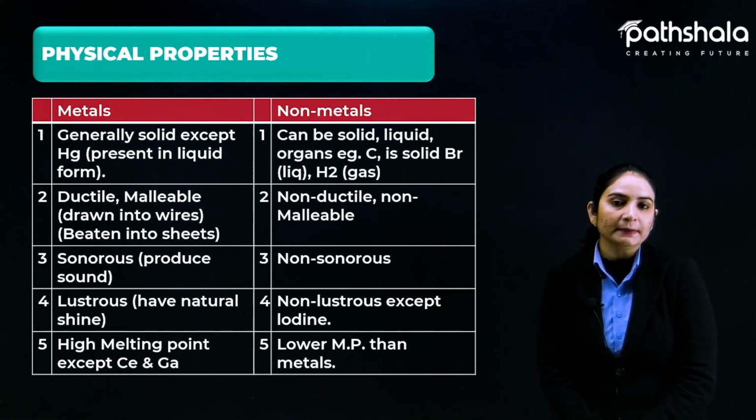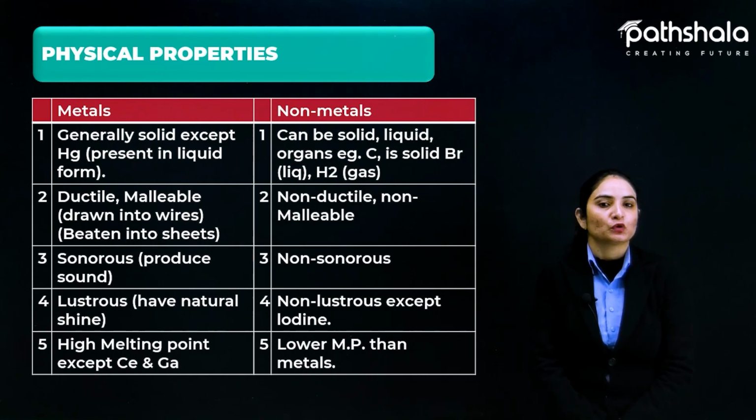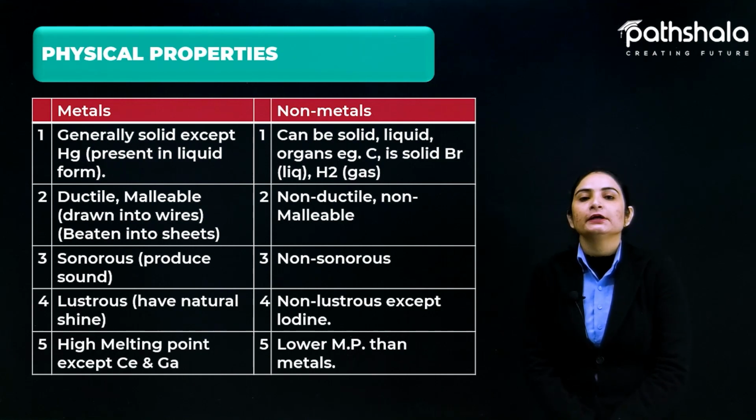Then non-metals. Non-metals can be solid, liquid and gas. For example, carbon is solid, bromine is the liquid non-metal, and hydrogen is gas. Some others are also gases here, but liquid is bromine only.